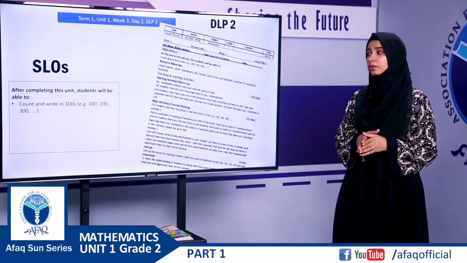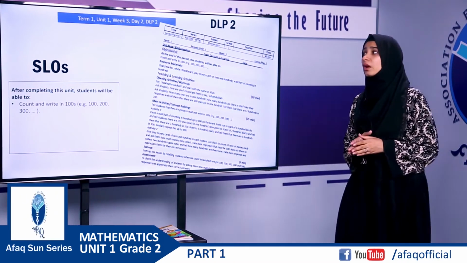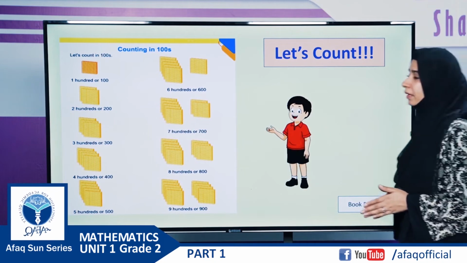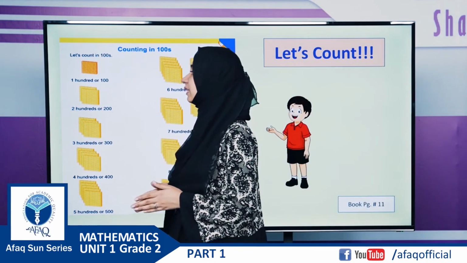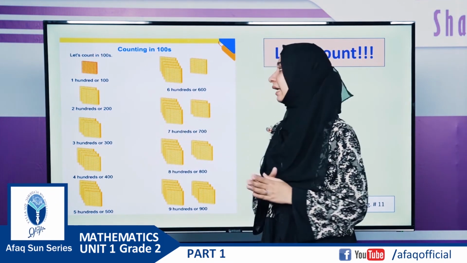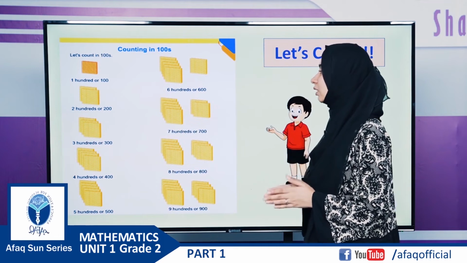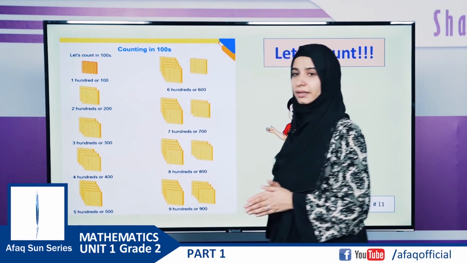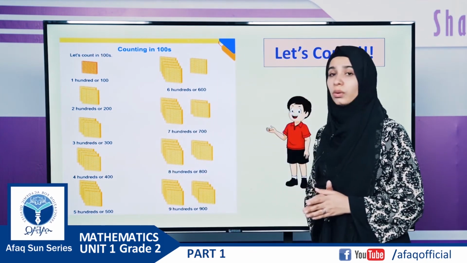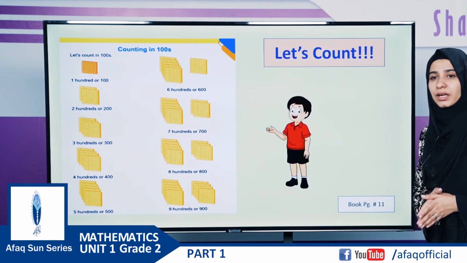In this lesson, we are going to cover only one SLO, and to cover this SLO, the complete methodology has been given in DLP2 of day 2 of week 3 of unit 1 of term 1. Students, now open up your book page number 11. Here we have a block that is representing 100, or you could call it 100 in numbers. Then we have 6 blocks. You could say 600s, or write it as 600. Then you have 2 blocks that represent 200s, or you could write it as 200 in numbers. Now pause this video, read the rest of them in the presence of your parent or your teacher.